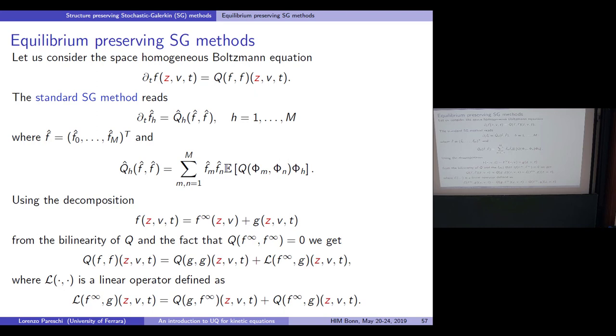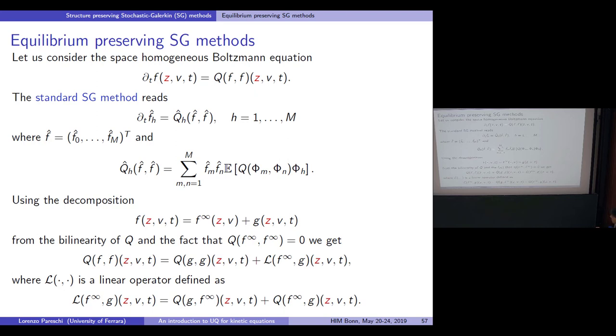Now what I'm going to use is the bilinearity of Q and the fact that Q evaluated at the steady state is equal to zero, and you have this representation of your collision operator, bilinear operator in general, where L is a linear operator which is defined as the symmetric interaction between G and the equilibrium state. I'm typically using a bilinear setting because it's very common in kinetic theory. Of course, you also have linear kinetic equations, but then things are even easier. So this is the kind of setting which is typically interesting.